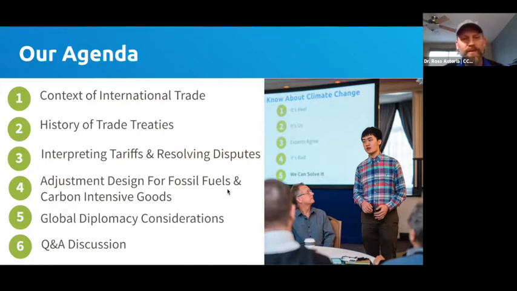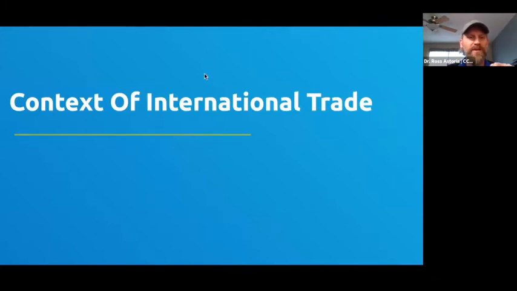We're going to go quickly through the history of trade treaties, which are pertinent to a border carbon adjustment. We're going to look at tariffs and some other aspects of international trade law and resolving disputes that happen during trade. And then we're going to take those high level, general legal features of those treaties and apply them to our context of trade in fossil fuels and in carbon intensive goods.